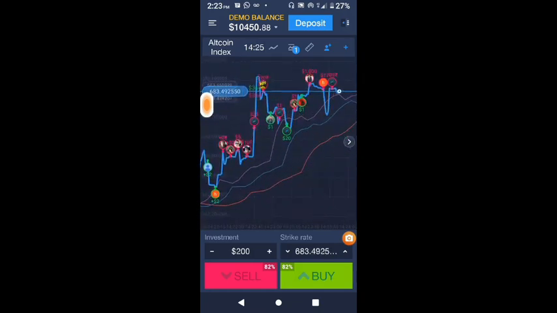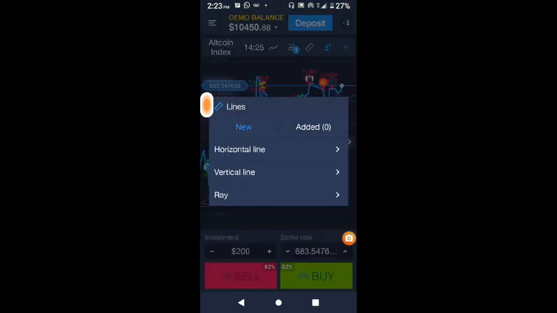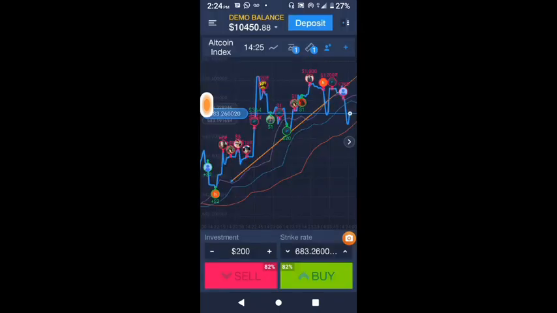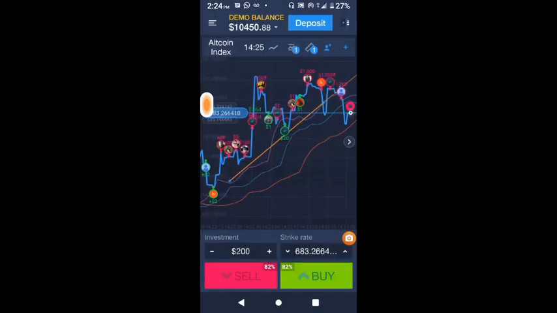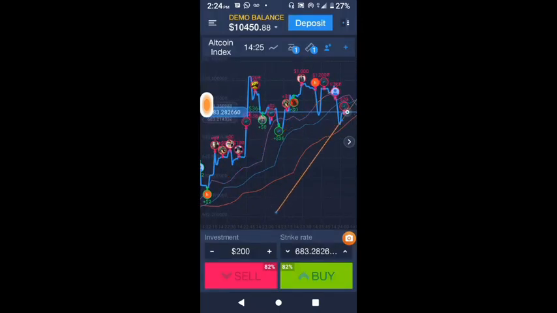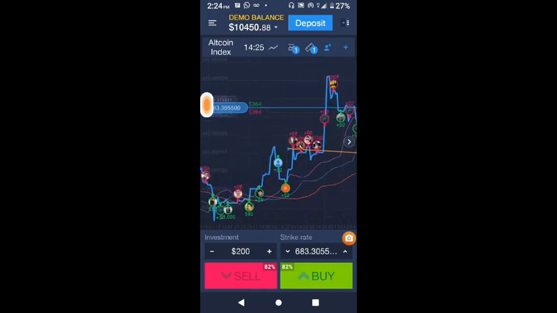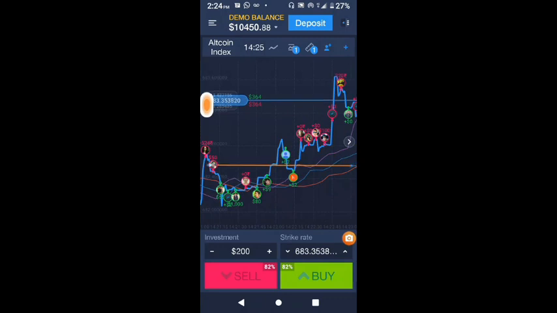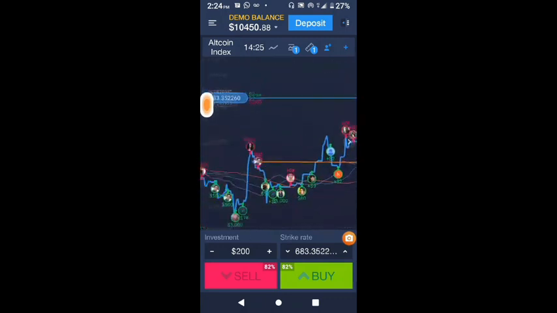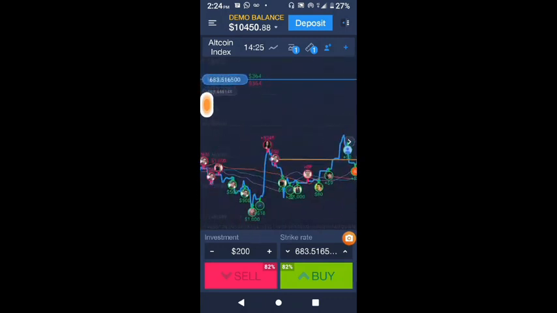Alright. You have another one, I think it's a ruler now. You can have a horizontal ruler, vertical ruler, and a ray ruler. So this can actually help you as well with your trading. So you can size up how your graph is going to be, so you can say whether it's a downtrend or an uptrend.